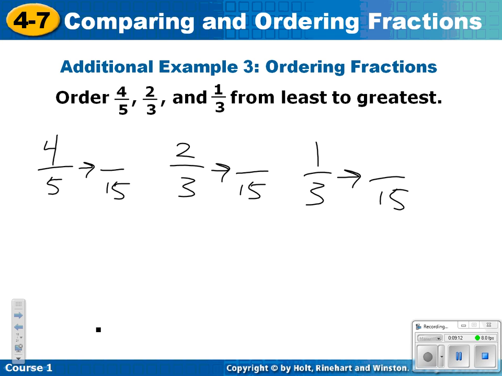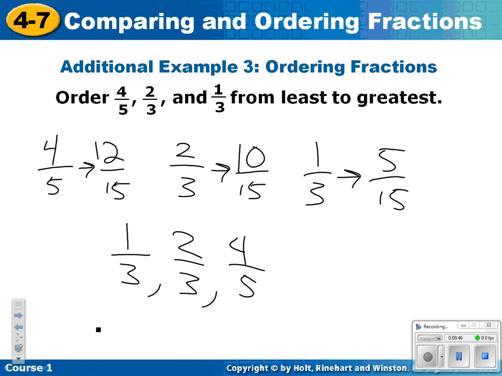What goes here? 12. What goes here? 10. What goes here? 5. Answer the question that's asked. Don't say that in order it's 5/15, 10/15, and 12/15. Answer the question that's asked. The question that they asked, put those in order. So my answer is 1/3, 2/3, 4/5. There's my answer. Okay?